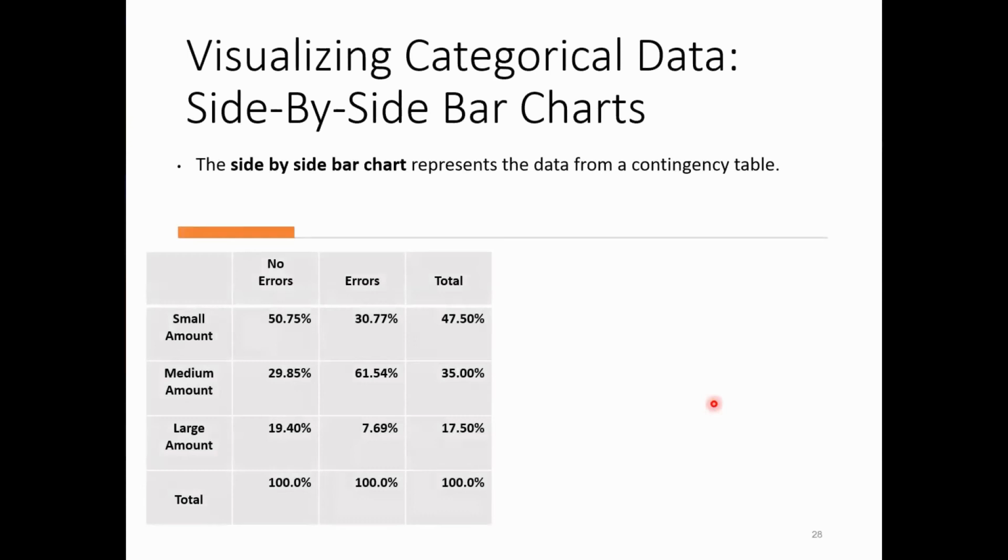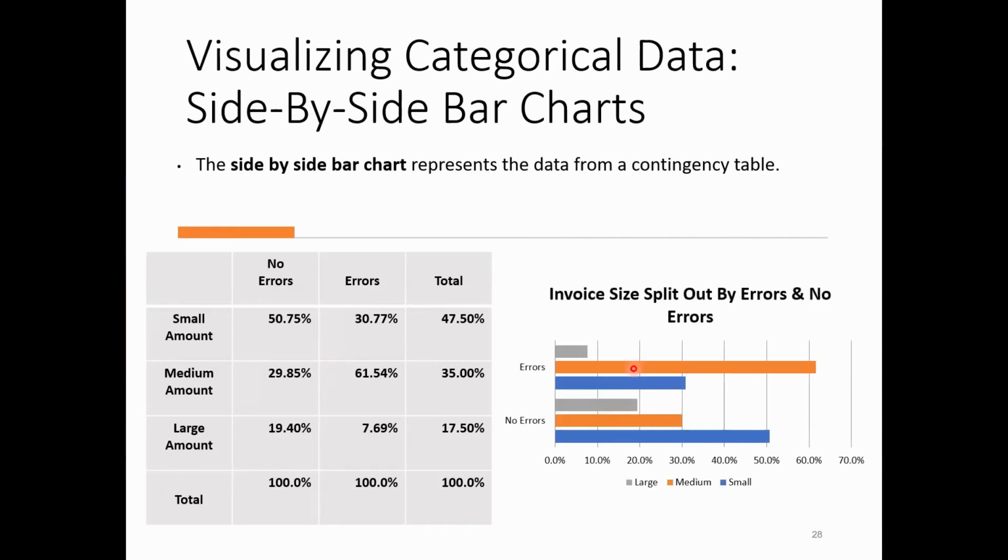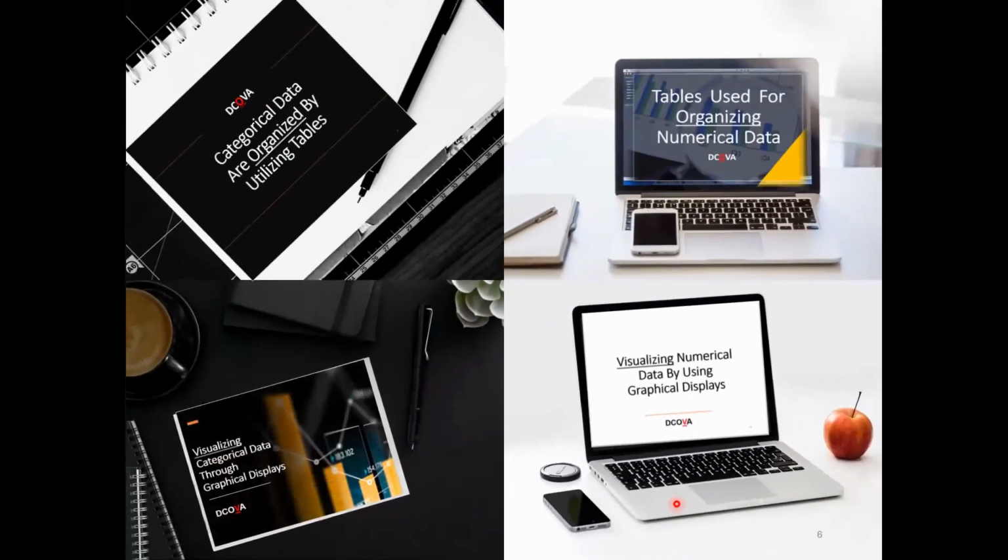So if you have two categorical variables and the data pertaining to it, this was the example we looked at, where we looked at invoices, right? And for this, in order to represent this graphically, we use a side-by-side bar chart, something like this. So if you notice here, you have errors and no errors on this side, and the colors represent three types of, or in other words, three sizes of the invoices. So that is it for visualizing categorical data.